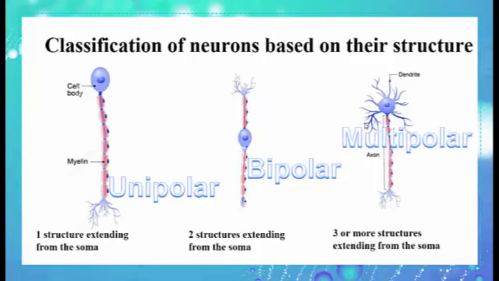So to know the class or the structure of a neuron, we have to count the number of structures extending from the soma. If we have one structure, it is called unipolar. If we have two structures, it's called bipolar. But if we have three or more structures, it's called a multipolar neuron. So now we classify the neurons according to their structure.